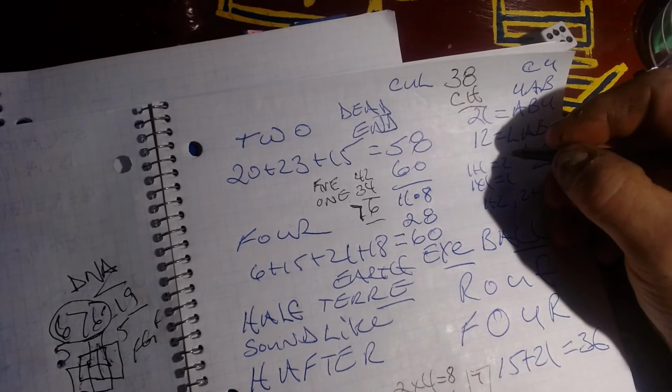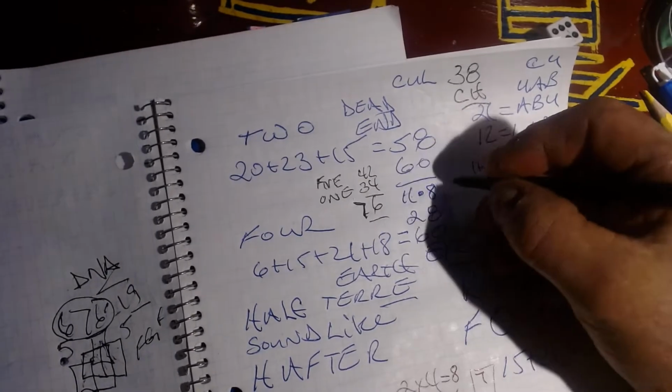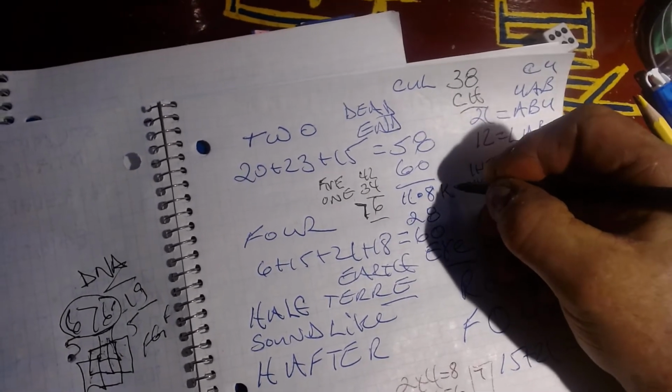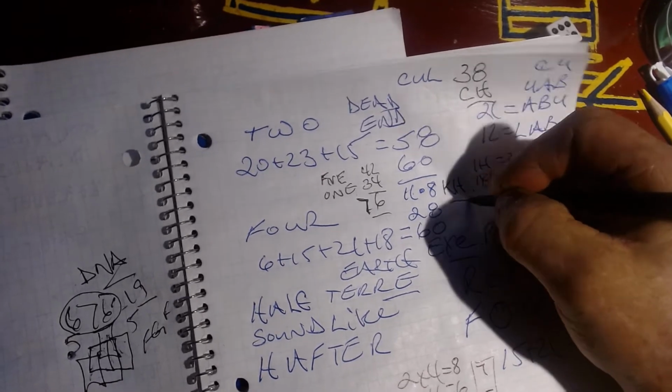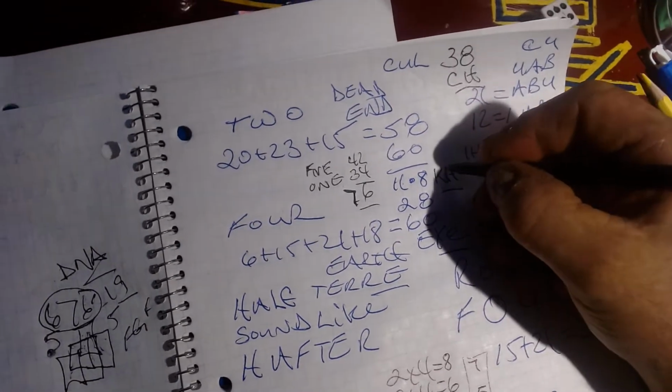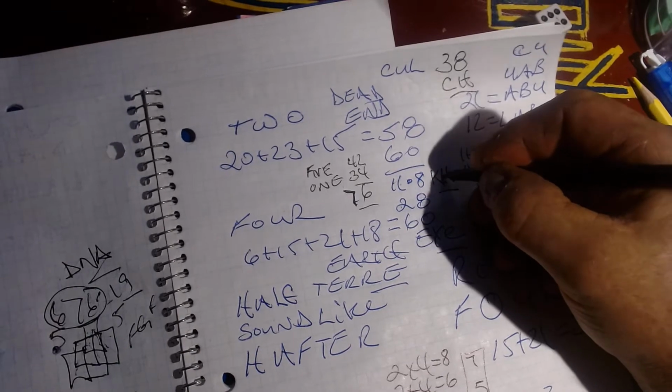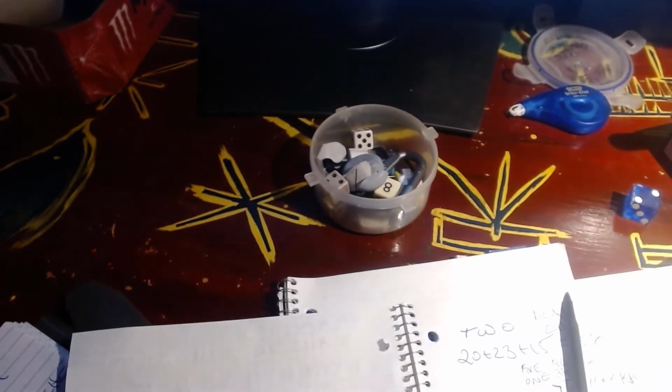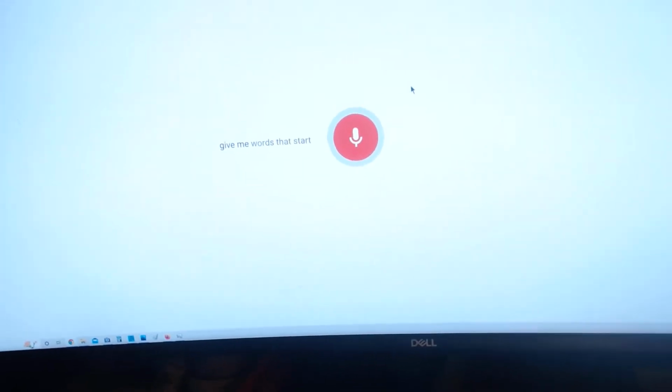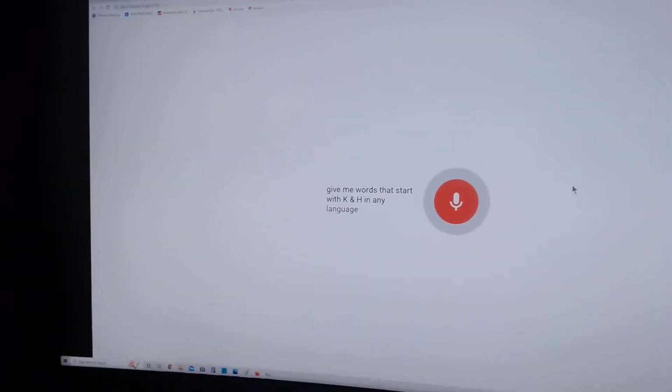But it began with a K, because the 11th letter is K, and the primary source of the understanding of the cycle will be a combination of where K and H in language comes about. So if we take this to another level and look up the language, I'm going to go to languages over here. Give me words that start with K and H in any language.